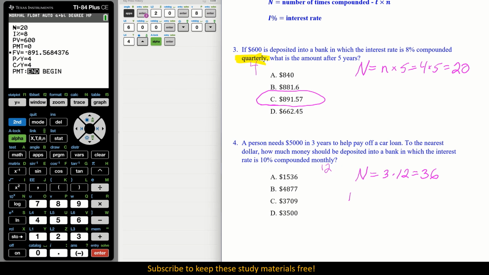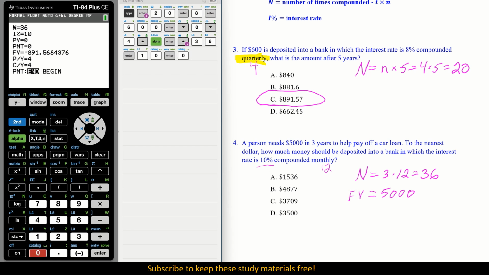And our FV, future value, has to be the 5,000. And remember, you do not change the percentage. All right, so let's go back and just start at the top. Our N needs to be 36. Our interest was 10. Now our present value is what we're looking for.